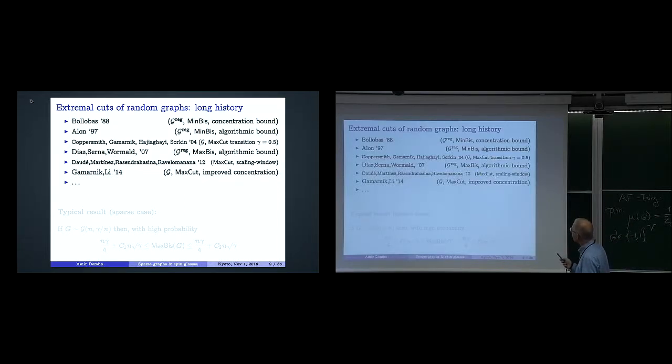So there is a phase transition here in terms of the computer science. And then you can study the scaling window, which means that you look again at small gamma around 1/2. And all the other papers have been dealing with large gamma, because large gamma seems to be more amenable to analysis. And that's also what we will do in this talk.